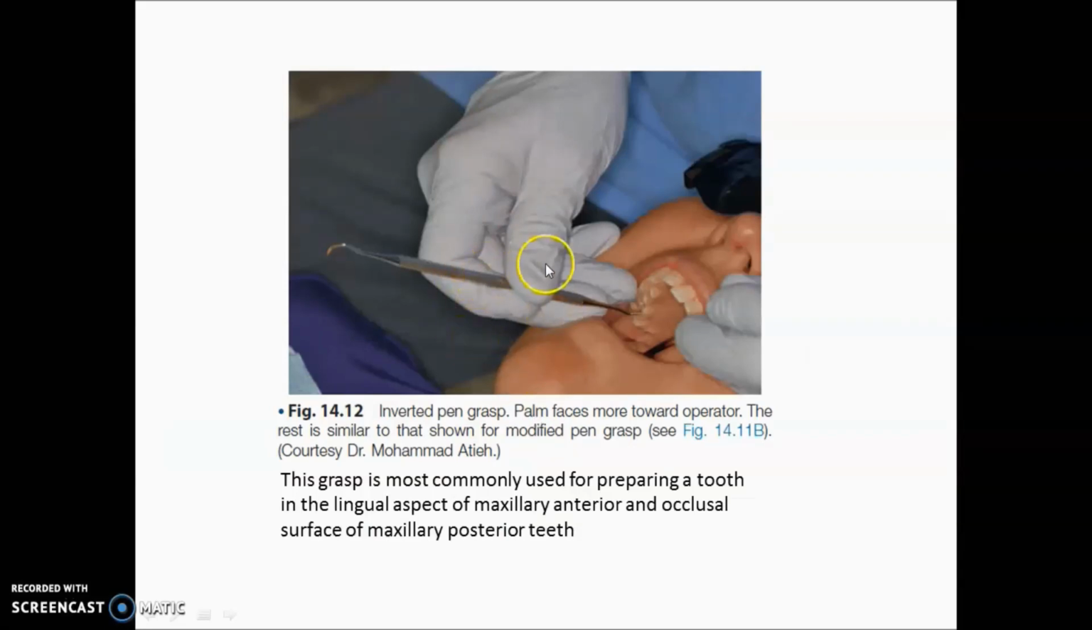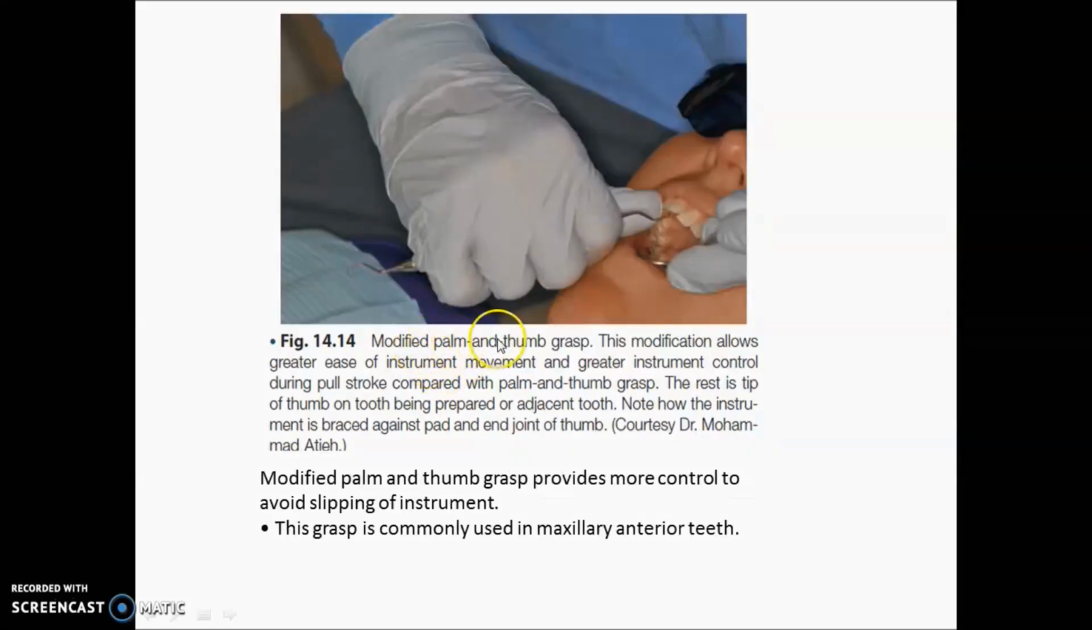This is your inverted pen grasp. This grasp is commonly used for preparing a tooth on the lingual aspect of your maxillary anterior and the occlusal surface of your maxillary posterior teeth. Remember aspirants, in this inverted pen grasp, the palm will face more towards the operator. Then we have the modified palm and thumb grasp. This provides more control to avoid slipping of the instrument. It is commonly used for your maxillary anterior teeth.